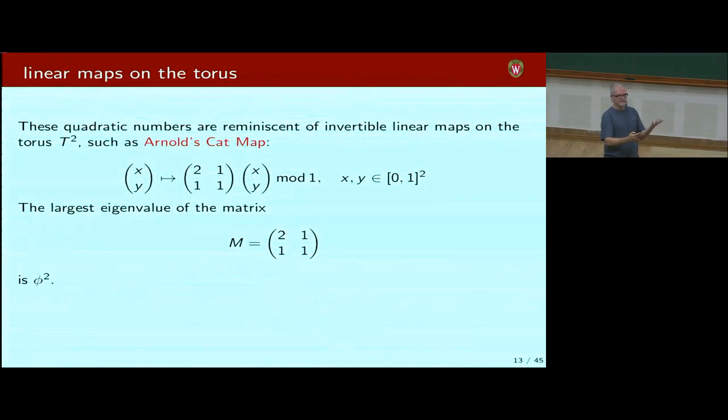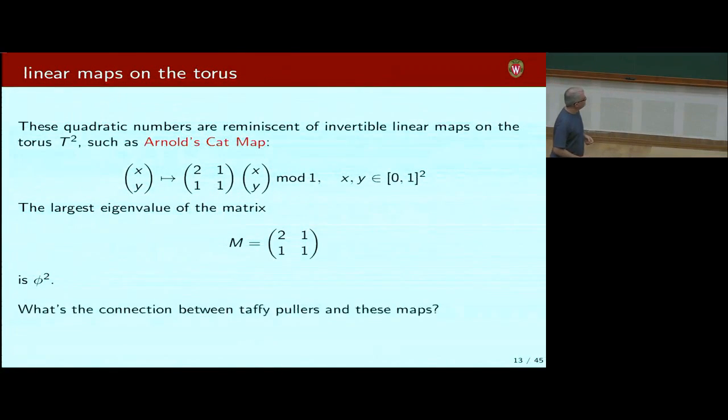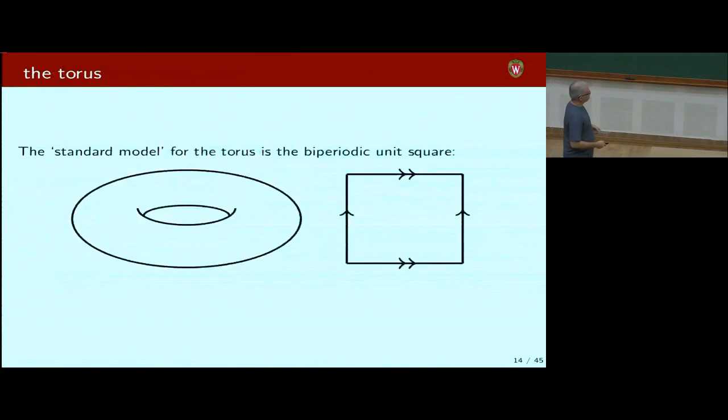So coincidence? Of course not, right? So there must be a relationship between these toral maps and the taffy pullers. In fact, there's an exact relationship. That's what I'm going to show you now. So what's the connection? Here's the torus. It's a donut, but I'm going to draw it as a unit square. And the little arrows mean that edges are identified, right?